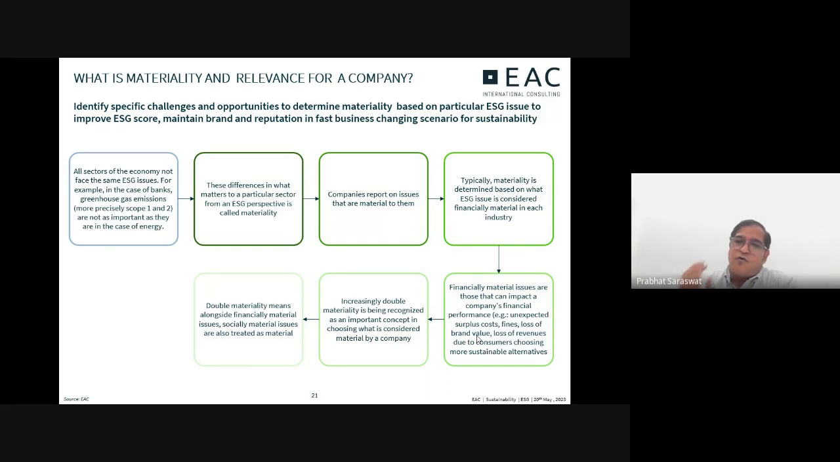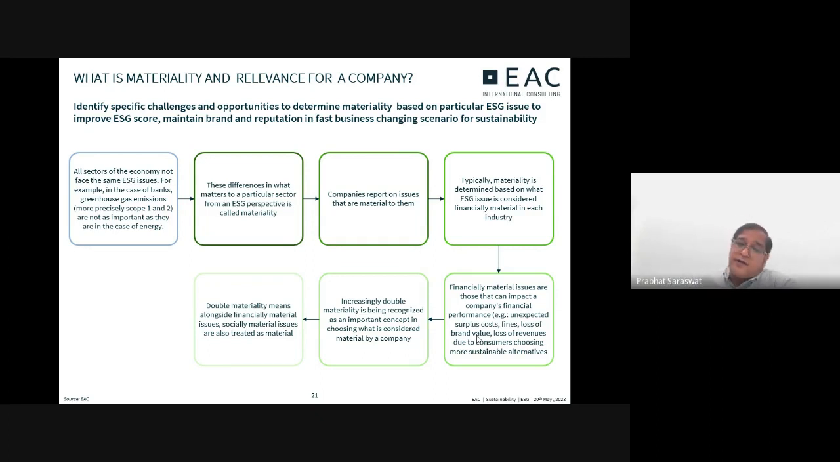So companies report on issues that are material to them. Basically, companies focus on and report those issues which really matter for them, or for which they are responsible. Typically, materiality is determined based on what ESG issue is considered financially material in each industry. Financially material issues are those that can impact a company's financial performance, for example, unexpected surplus cost, fines, loss of brand value, and loss of revenue because consumers nowadays are choosing more sustainable alternatives or sustainable products.